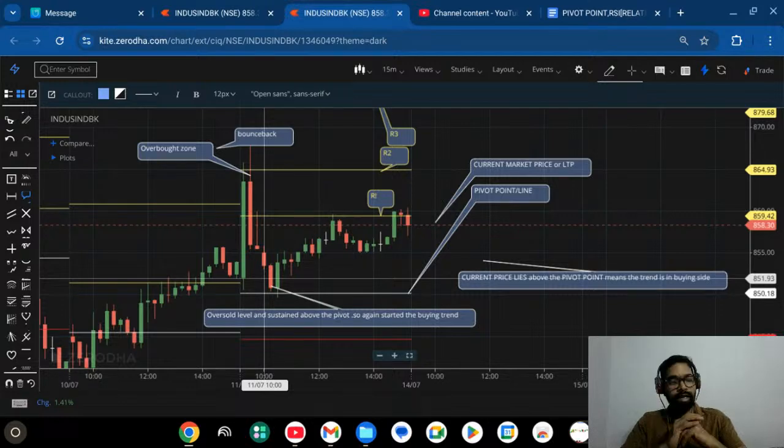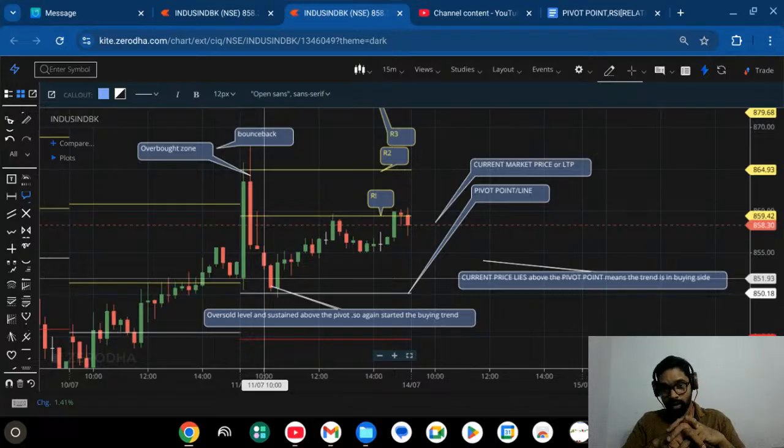So today is the day for the R1, R2, R3 levels, the resistance levels of the pivot point, and the support levels of the market. Okay, the pivot point generally has two categories. As I told you, if the current market price is above the pivot point, then the trend is a buy trend and it can go to R1, R2, R3.